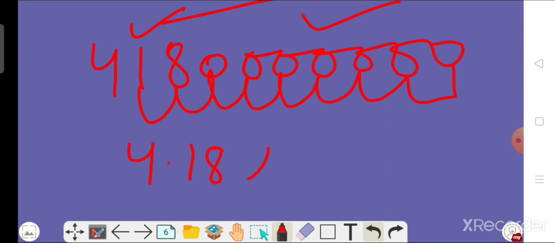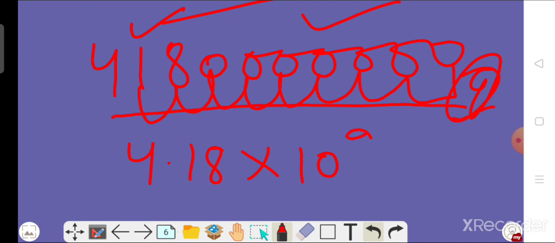Okay. After that put the multiply sign and put 10 as the base, and we have counted how many places? 9 places. Put that 9 as the exponent. So this is the scientific notation of this large number.